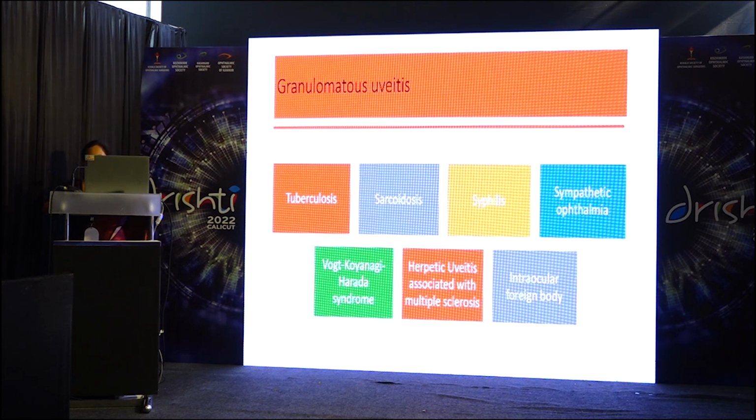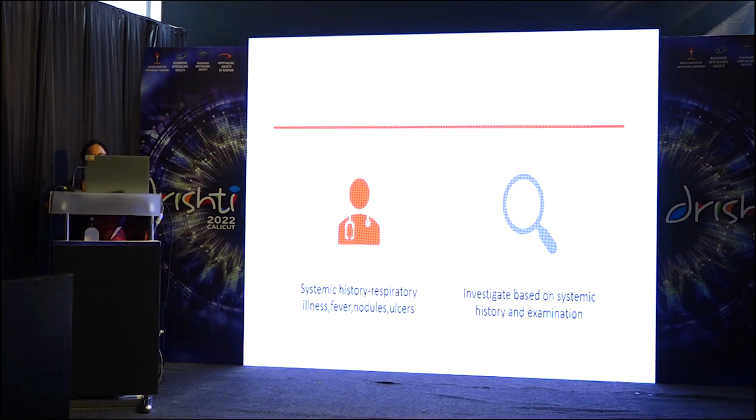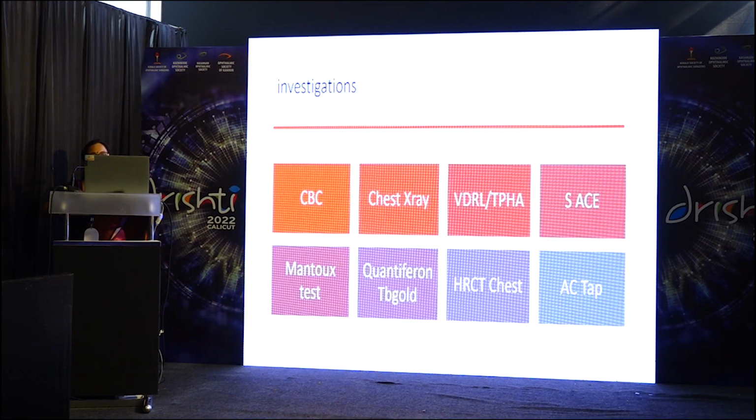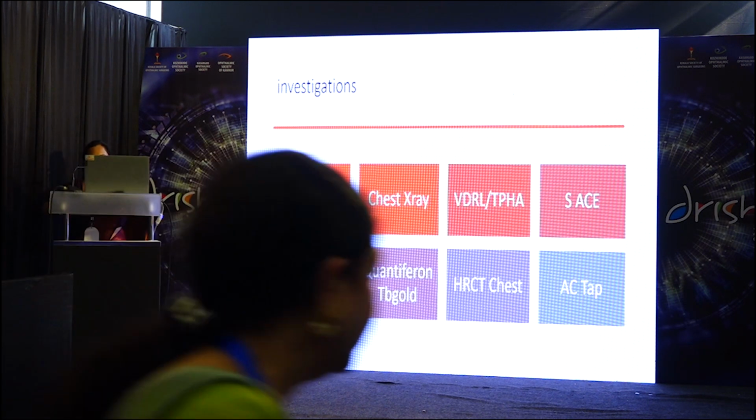And what are the differentials? Look for tuberculosis, sarcoid, syphilis, etc. And here, history taking is very important, followed by investigations to finish the diagnosis. Now, the investigations normally done are your CBC, your chest X-ray, Mantoux, QuantiFERON, HRCT for TB and sarcoid, then your syphilis evaluation, and ACE and PCR in case of herpes.